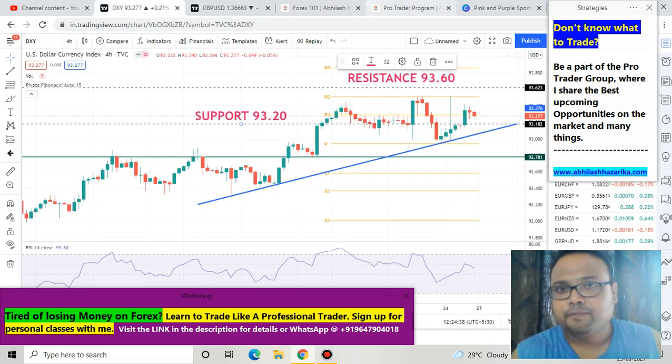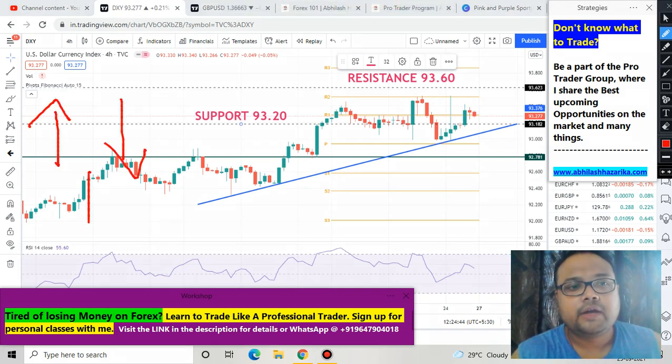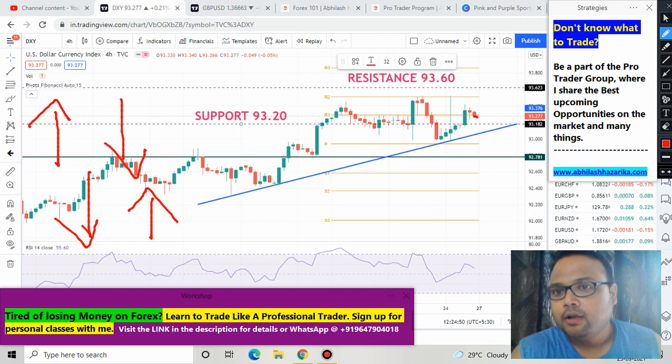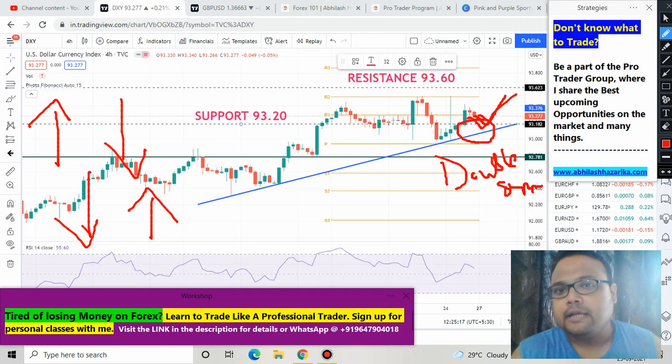This is the chart of US dollar, and as we all know, US dollar is correlated to GBP. Whenever dollar goes up, GBP goes down, and when dollar goes down, GBP goes up. So if dollar takes support and bounces from here, because you can see that dollar is in uptrend, and there is a good support at 93.20 as well as this trend line. We have a double support here. So there is a good possibility of market bouncing from this support after the market opening. So if US dollar bounces from the support, then definitely GBP USD will be going down.